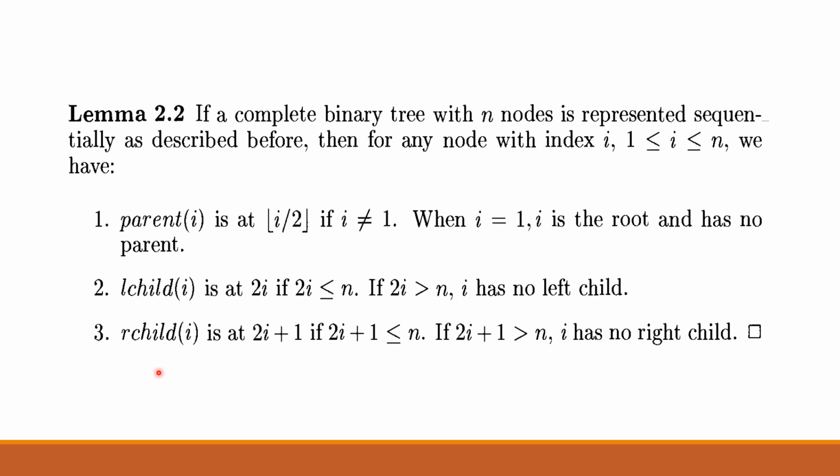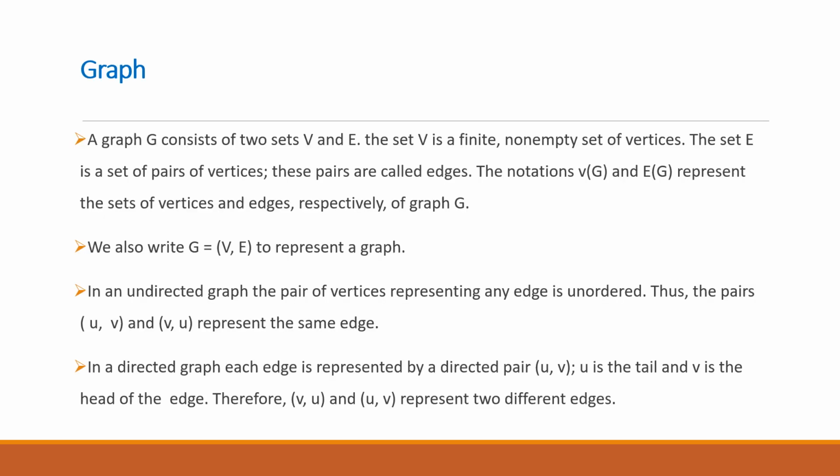Then the third statement: the right child of I is at 2I plus 1 if 2I plus 1 is less than or equal to n. When this condition becomes true, it has a right child. Otherwise, if 2I plus 1 is greater than n, I has no right child node. This is the meaning of the third statement. This algorithm shows that a complete binary tree with n nodes is represented sequentially.